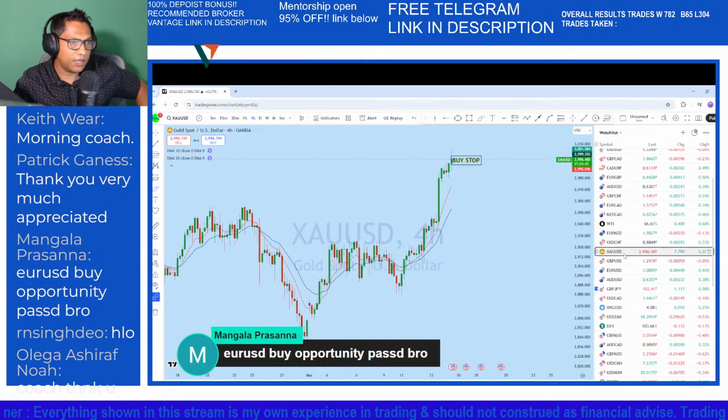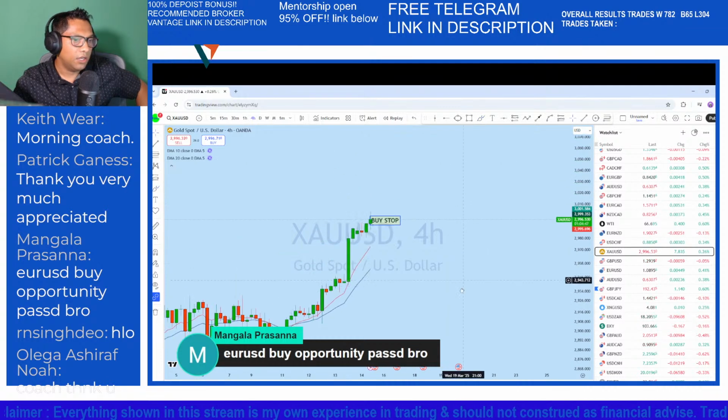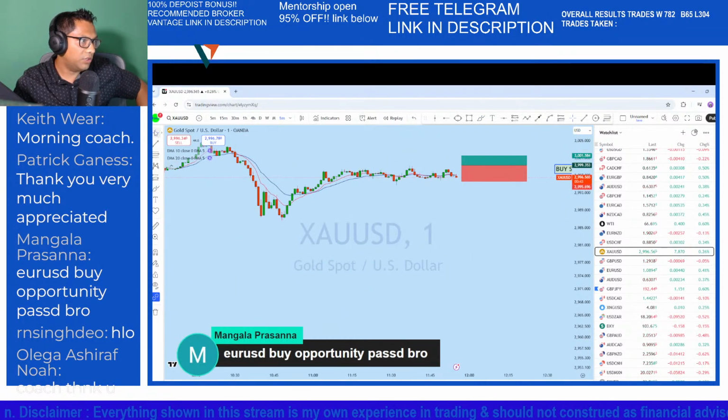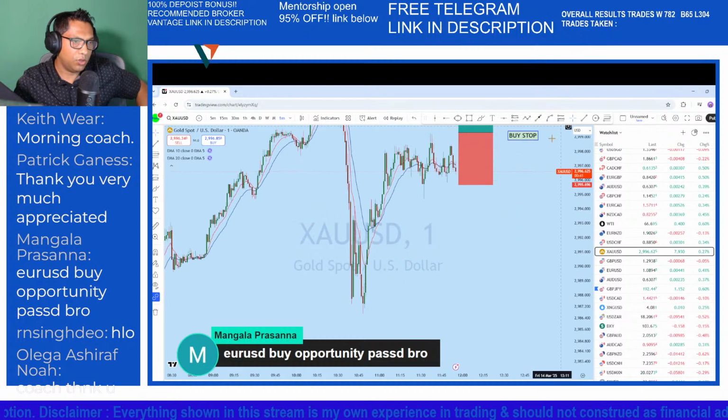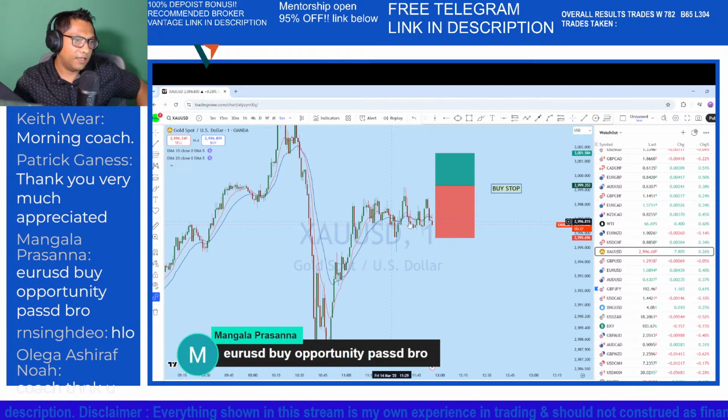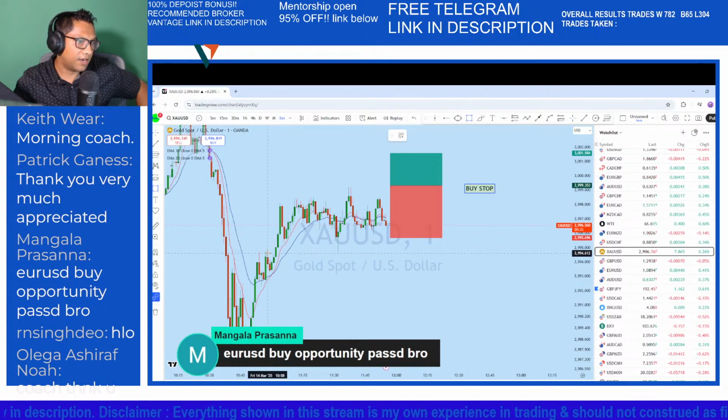We will be waiting to see further confirmation on euro dollar. Let's wait to see what's happening with the XAUUSD. Here, this is a complete sideways market at the moment.